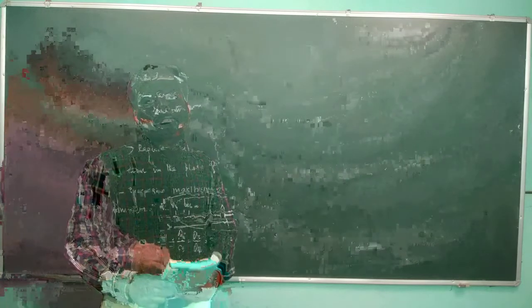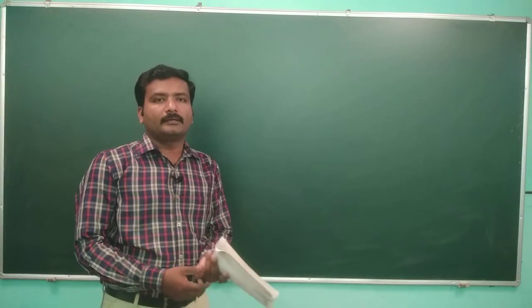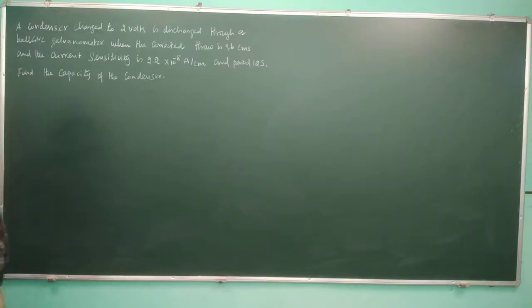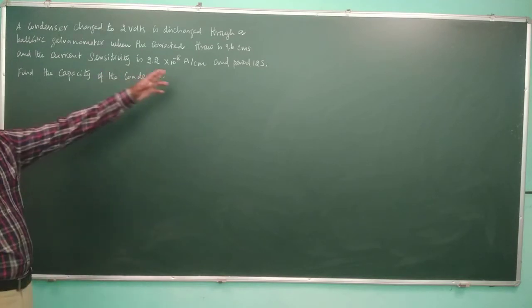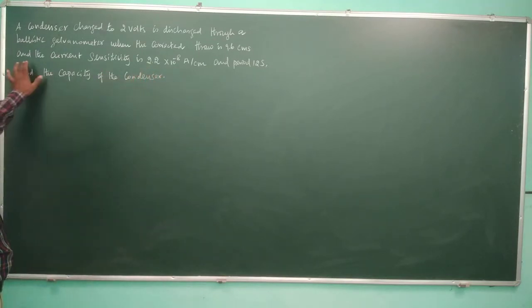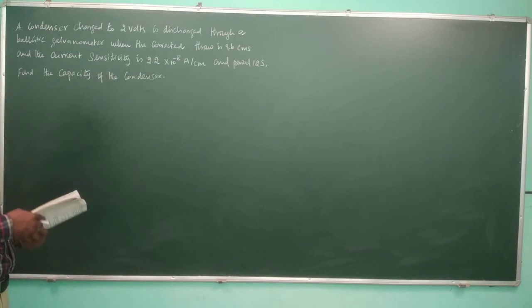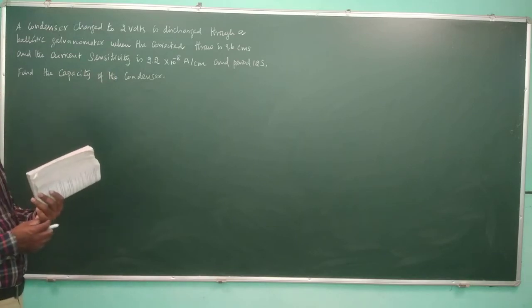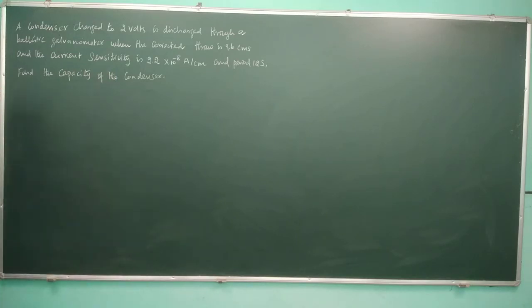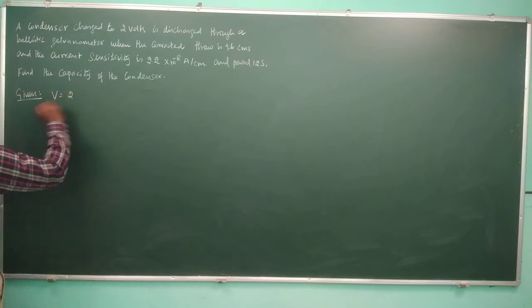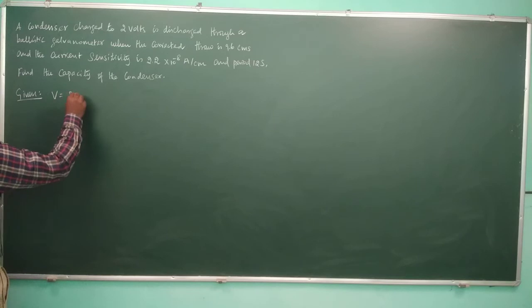An example calculation for a ballistic galvanometer. There is a small problem. A condenser charged to 2 volts is discharged through a ballistic galvanometer. The corrected throw is 9.6 centimeters, the current sensitivity is 2.2 into 10 power minus 8 ampere per centimeter, and the period is 12 seconds. Find the capacity of the condenser. So what is given? The capacitor is charged to 2 volts. So the potential difference across the capacitor is 2 volt.